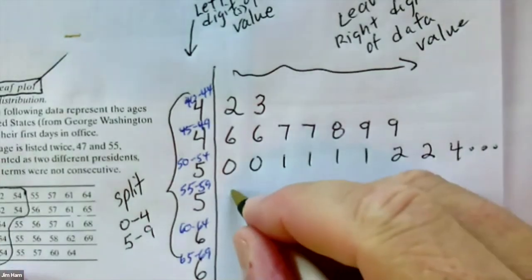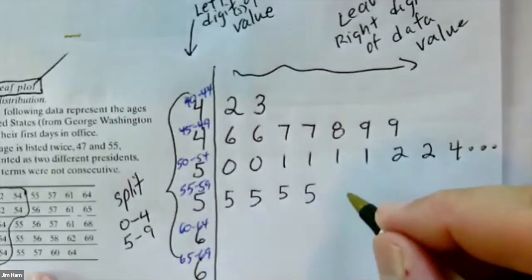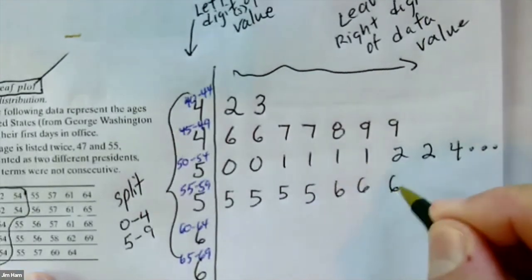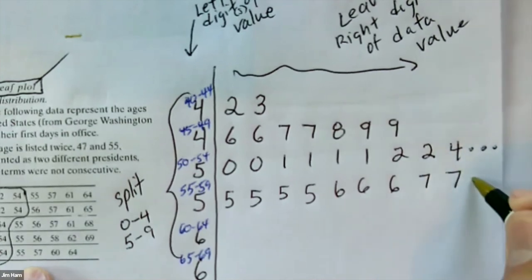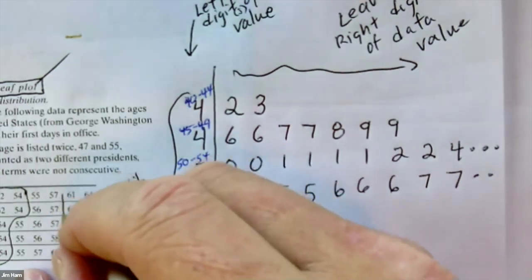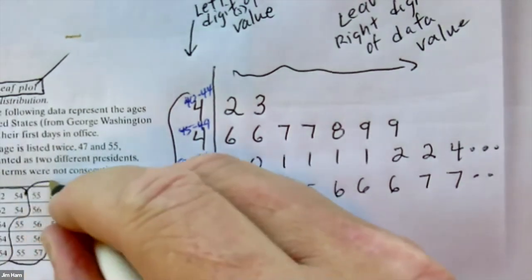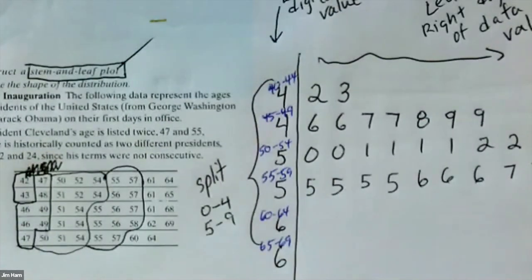All right, I'm going to go fairly quickly on the rest of this. 5, 5, 5, 5, and then 3 6s, and then a 7, and a 7, and a 7, and a 7. And again, that is going to stretch off the end of the paper. So it appears that the most popular age of our presidents when they're first inaugurated is in the 50s. Most of them are in their 50s when they're elected.